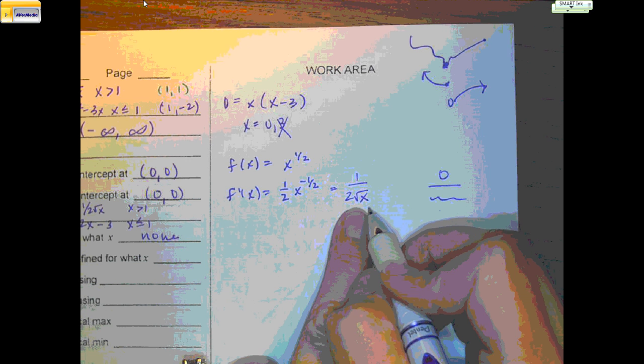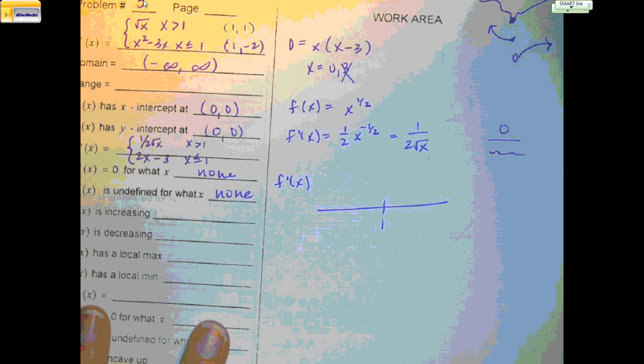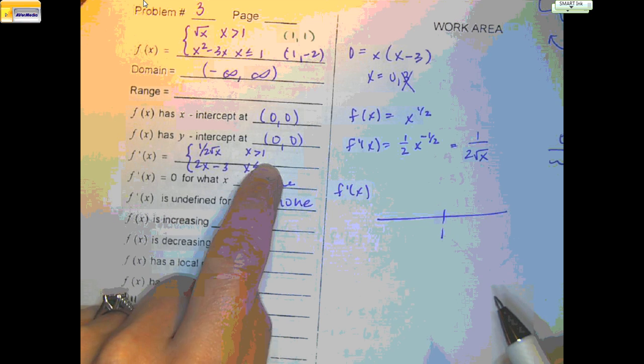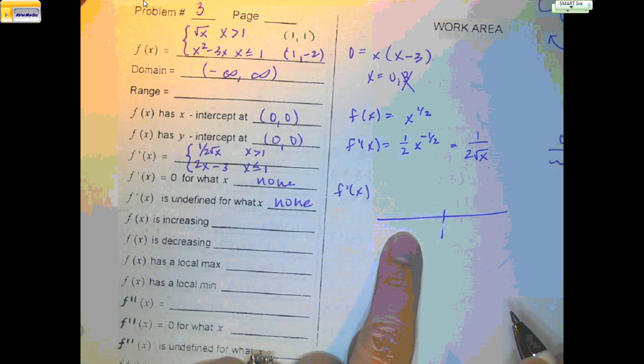What goes on the number line? How come 1? Where'd that come from? Something could happen at 1. It might not, but something might. So where x is less than 1 on the left, and on the top one, where x is greater than 1. Do I get a positive?